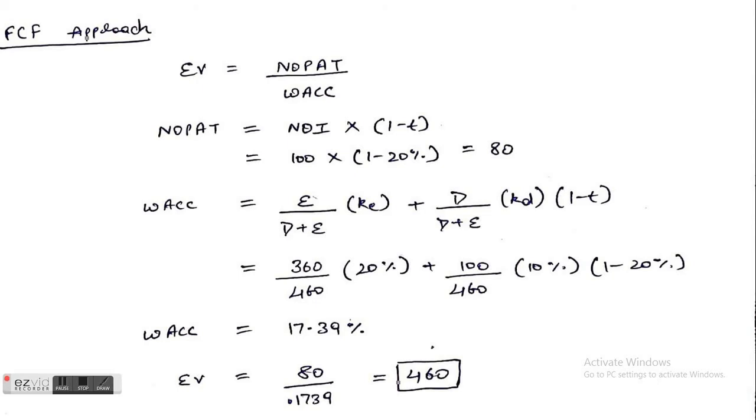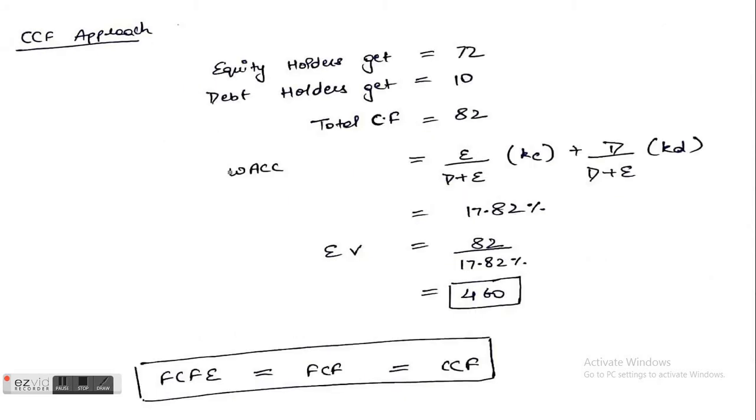Let's quickly look at the third approach, which is the CCF approach. The capital cash flow approach asks what exactly is the amount that all the stakeholders are getting. The equity holders will get 72. How do I get that 72? Remember the free cash flow to equity approach. We calculated the 72 right there, which is the cash flow to equity. Let's now look at what debt holders will get. Debt holders will simply get the interest on their market value of debt. So 10% of 100 gives us 10.